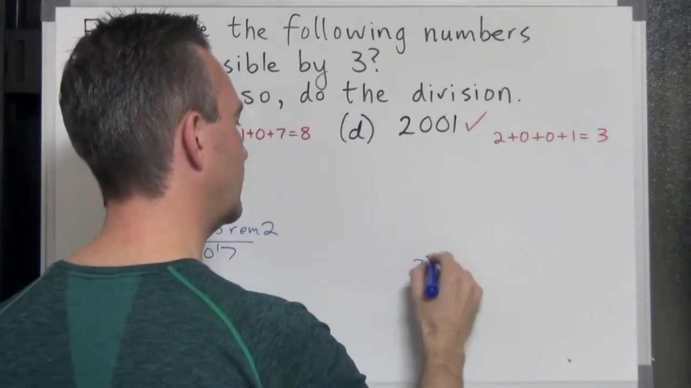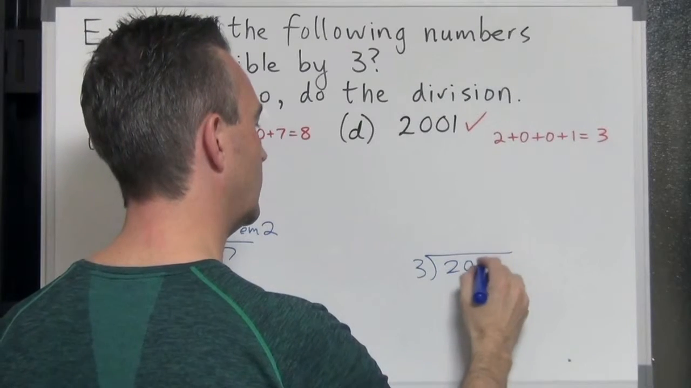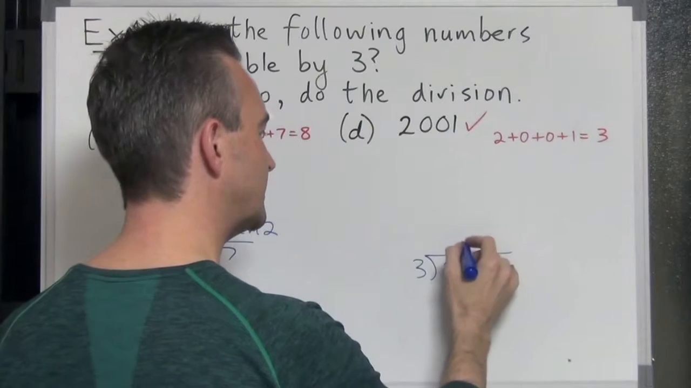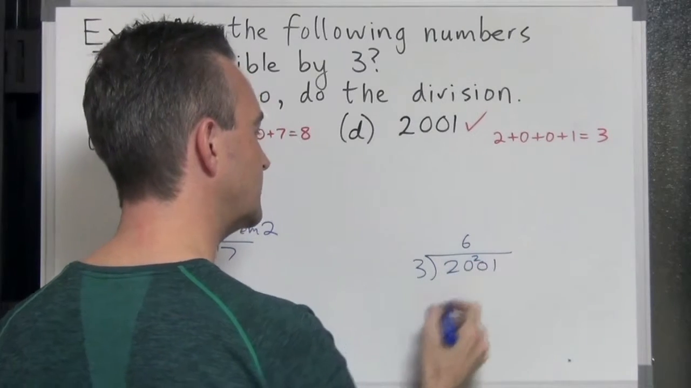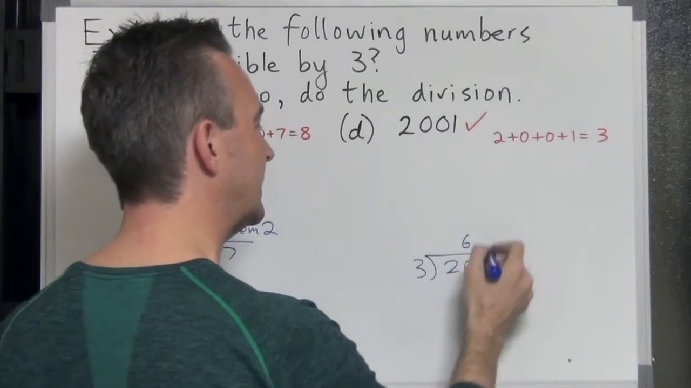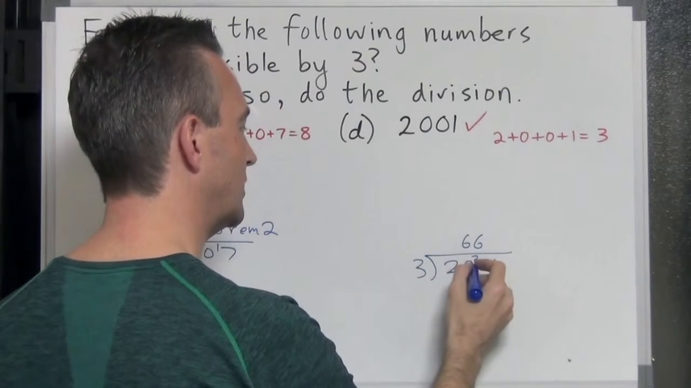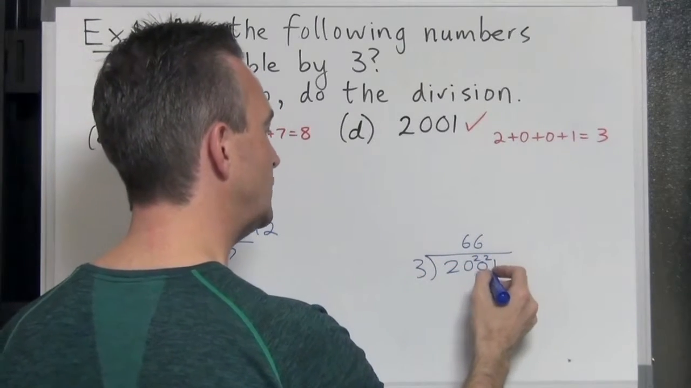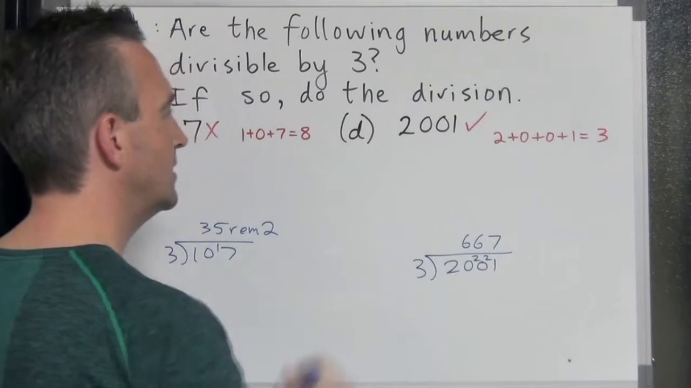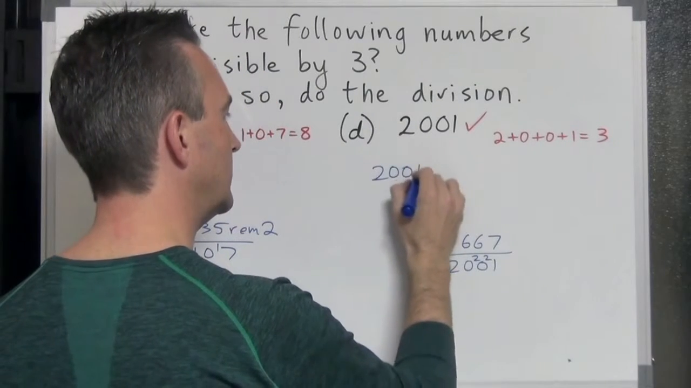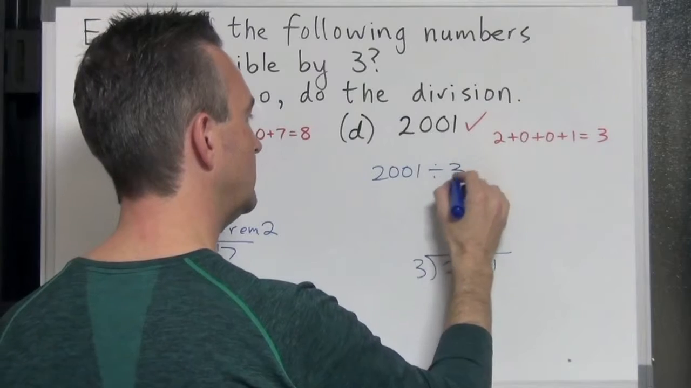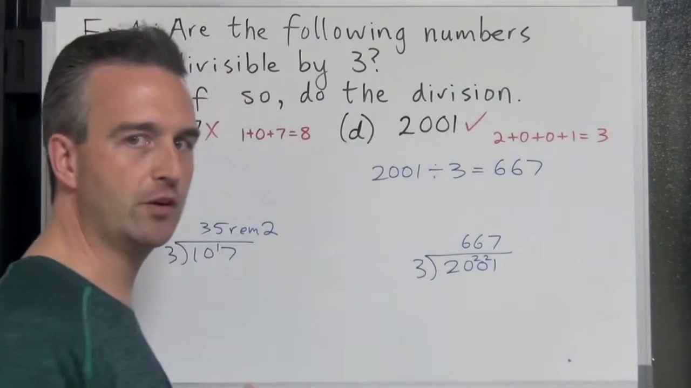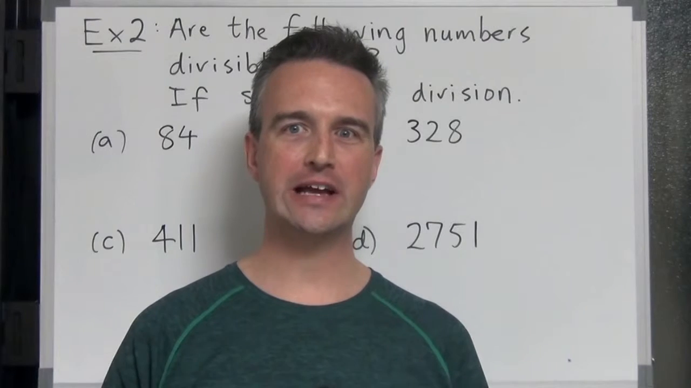Let's do it. 3 into 2001. 3 goes into 2, can't do. 3 goes into 20. 6 3s are 18, leaving a remainder of 2. 3 goes into 20, can't do. It goes 6 times. 3 6s are 18, remainder 2 again. 3 goes into 21 7 times. So 2001, if we were to divide it by 3, which we did, we would get 667 exactly with no remainder.